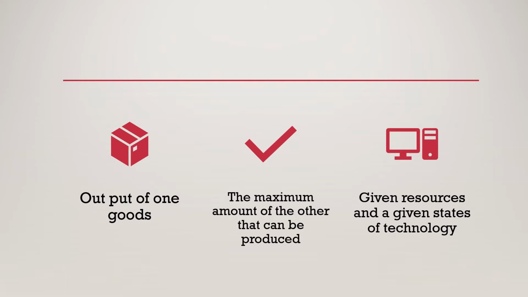It depends on trade-off. And the other important part is the resources that are available in a given state of technology. Here, let's look at the example. We have two goods that the country needs to produce: the number of doctors or the number of peacekeepers. These are both important services that the country needs.